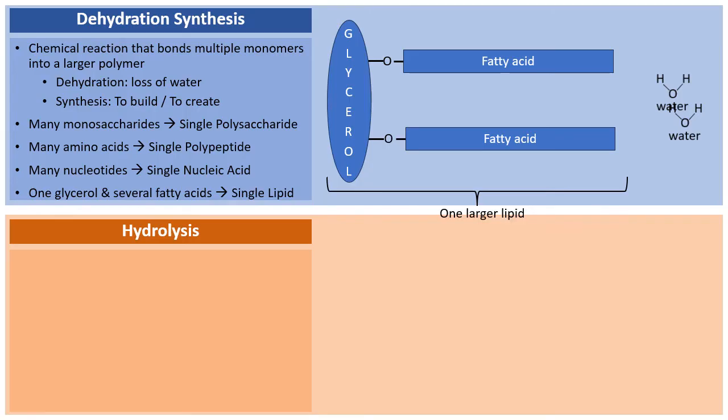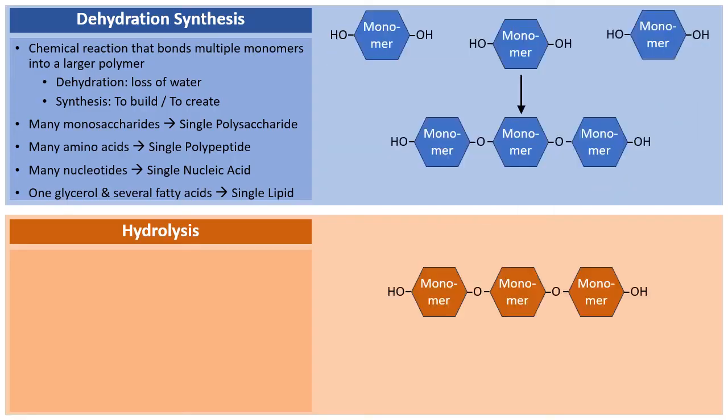So dehydration synthesis builds larger molecules out of smaller parts. So in the blue side, again, is dehydration synthesis. In the summary picture, you can see 3 monomers are being built into a single polymer. Let's focus our attention on the bottom, labeled hydrolysis. This is a chemical reaction that's really just the opposite, that breaks down a larger polymer into multiple monomers.